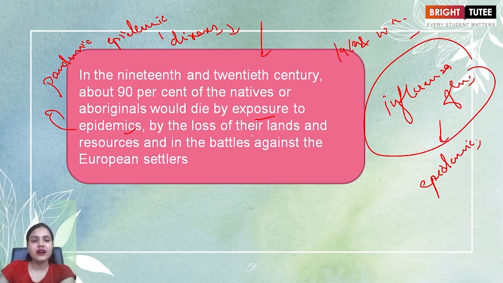Now here we see another important reason for which 90% of the natives died, or let's say moved from this place. It was because of the loss of their lands and resources, and in battles against the European settlers. When the European settlers, for example the Dutch and the British, were trying to settle in these areas, the native people were somewhat forced to flee from that region.